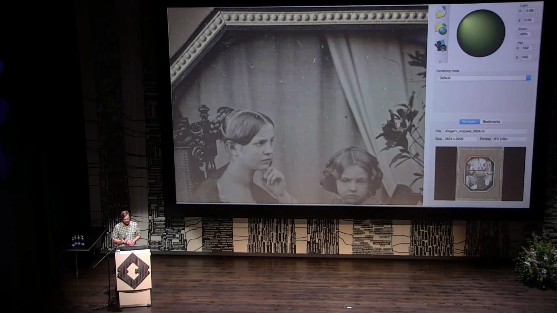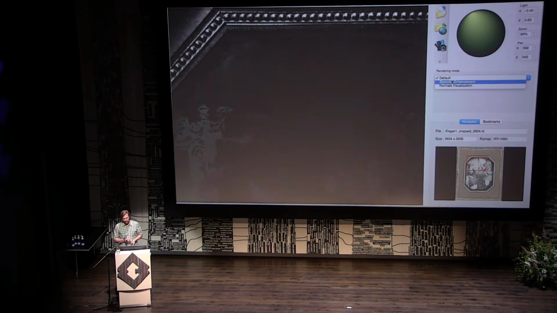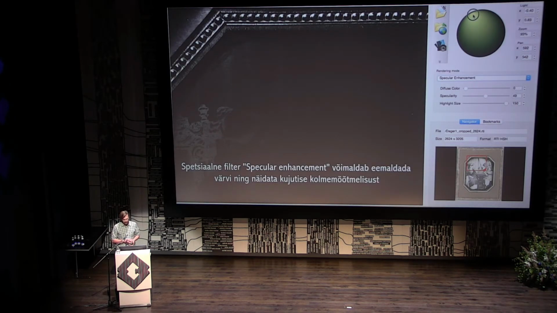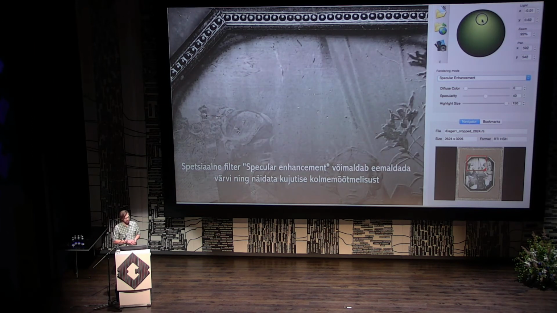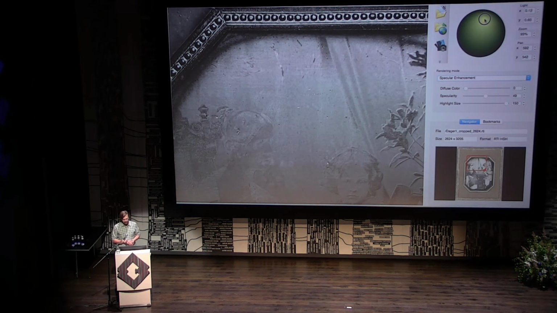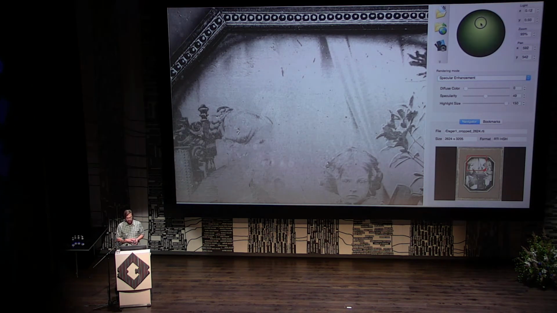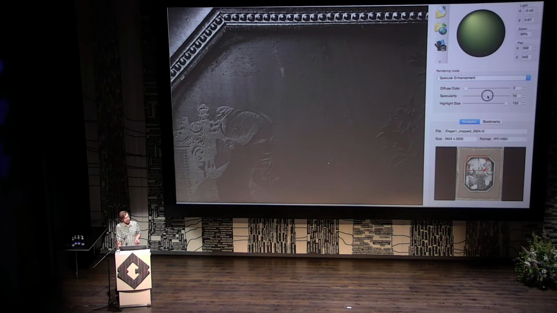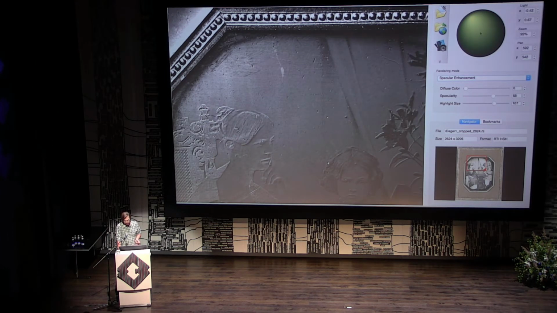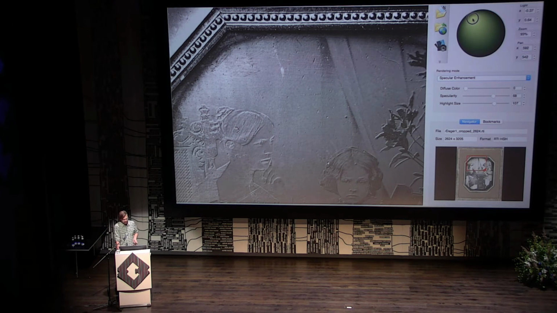The special filter specular enhancement, which Kadi was mentioning before, enables us to remove color, and the third dimension can be viewable as well. All the scratches, possible brush strokes and polishings can be identified. Using the filter normal visualization, we are able to see where every pixel is looking.